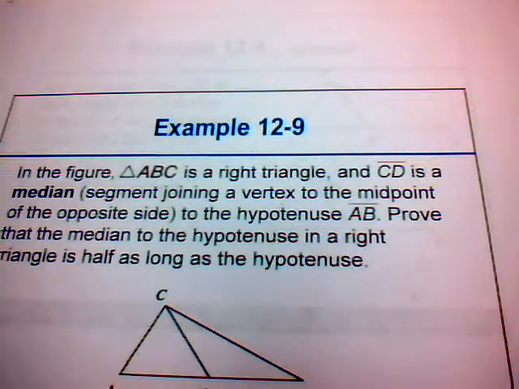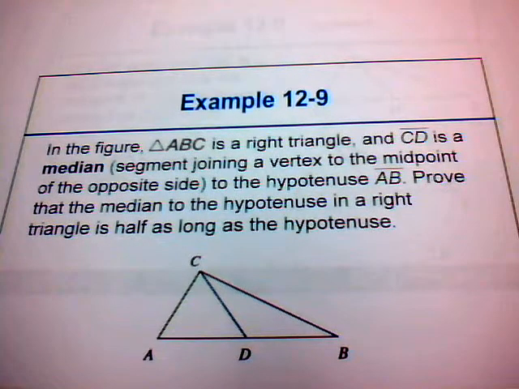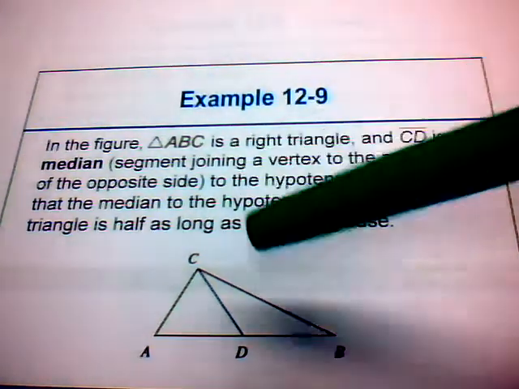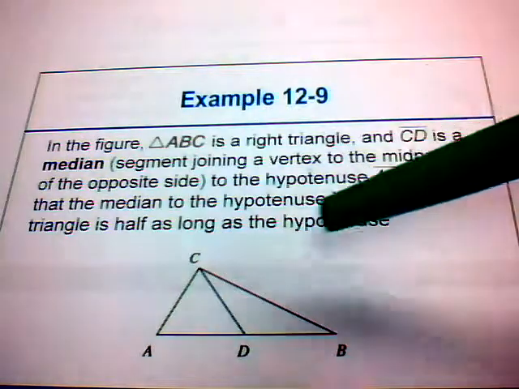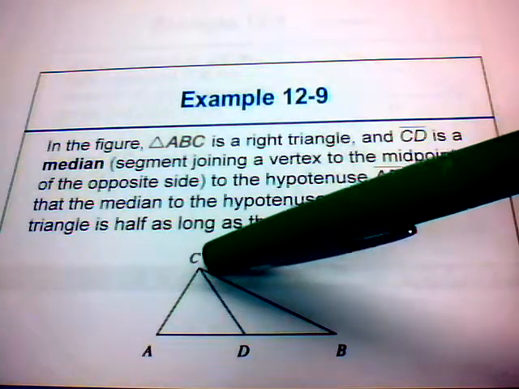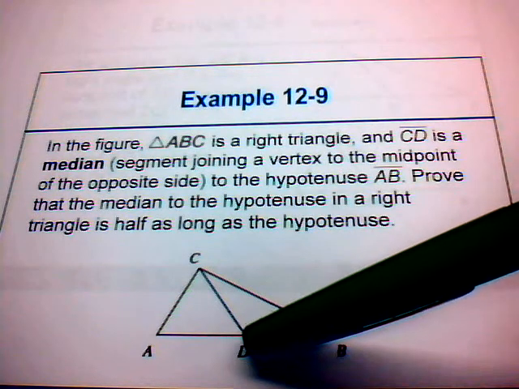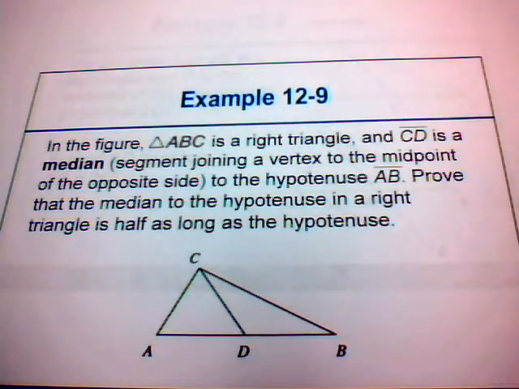Okay, here's another example. Here in the figure, triangle ABC is a right triangle and line segment CD is a median to the hypotenuse AB. Prove that the median to the hypotenuse in a right triangle is half as long as the hypotenuse. Okay, let me explain what a median is. The median is always that line segment that starts from the vertex and it's always going to be going to the midpoint of the opposite side.